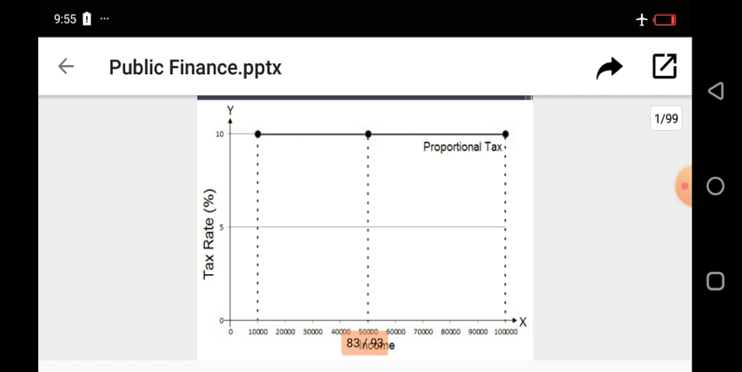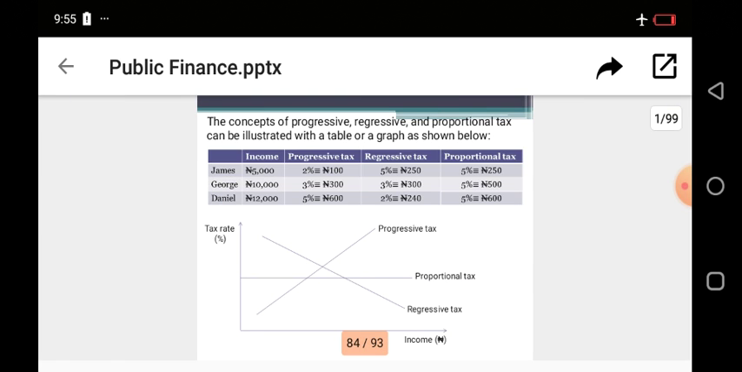So as you can see, it is flat in nature. As your income increases, your tax rate remains the same. So if you're earning 10,000, 20,000, 30,000, down to 100,000, you still pay just 10% of your income.